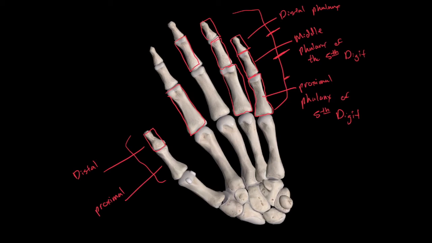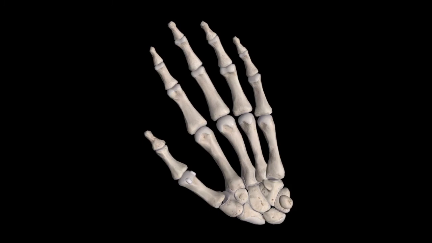Good. Now, let me go ahead and clear these notes again. Like the metacarpal bones, the phalanges also have landmarks. And they actually all have similar names as well. So let's start with the fifth digit again, the phalanges of the fifth digit. On the proximal phalanx, so we're talking about this bone right here, of the fifth digit, it has a base. So this would be the base of the proximal phalanx of the fifth digit. Does that make sense?